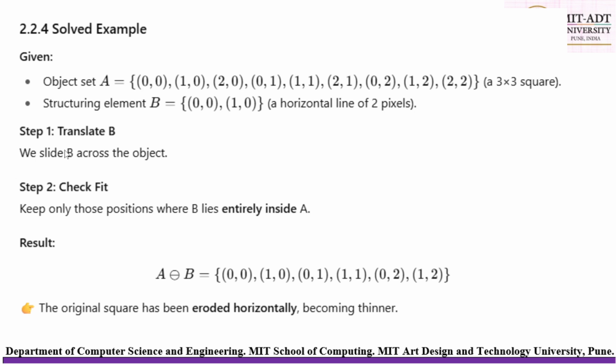So here we simply perform the translation on this structuring element. It will simply slide the B across the object. Then we check for the fit. We place this translated B on the object set A. So what will we get?